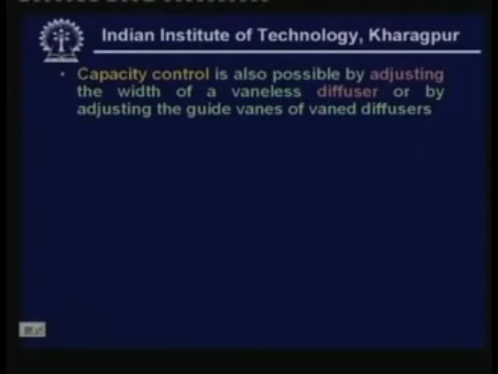Capacity control is also possible by adjusting the width of the vaneless diffuser or by adjusting the guide vanes of a vane diffuser. In the last class I explained the function of a diffuser, and I also mentioned that you can have either a vane diffuser or a vaneless diffuser. By adjusting the width of the vaneless diffuser or the orientation of the vane diffuser, you can control the flow rate. Normally you do not use it alone. Normally capacity control by the vane diffuser is clubbed with capacity control by the inlet guide vanes, so they are used in combination.